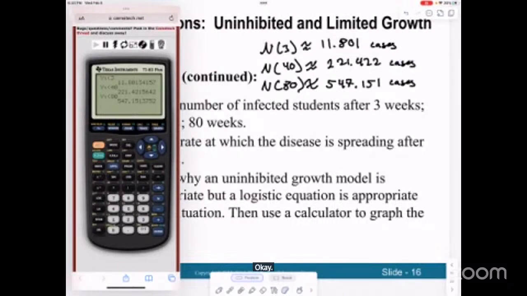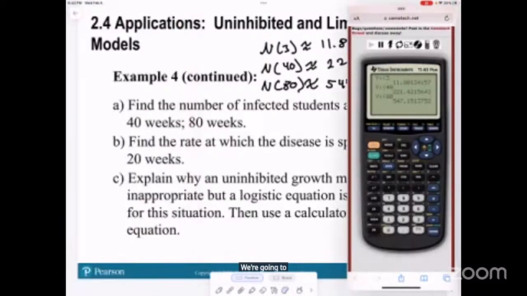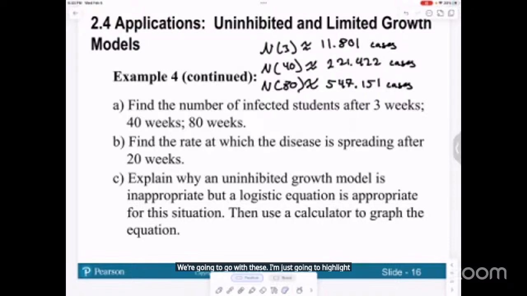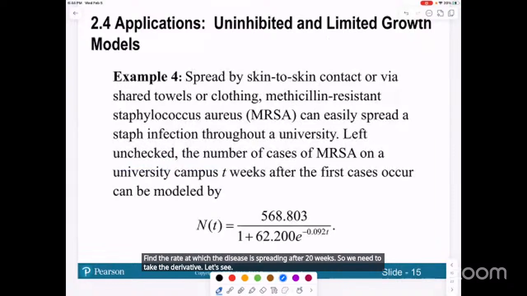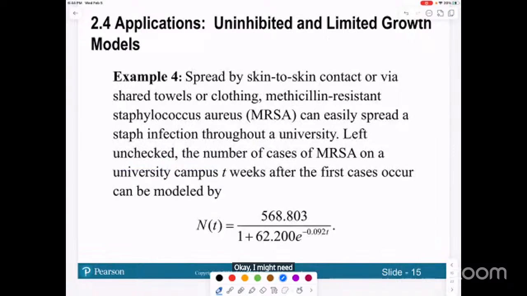All right, it looks good. We're going to go with these. I'm just going to highlight them like this. Find the rate at which the disease is spreading after 20 weeks. So we need to take the derivative. Let's see. Okay, I might need some space. Let me see if I can do the derivative here.